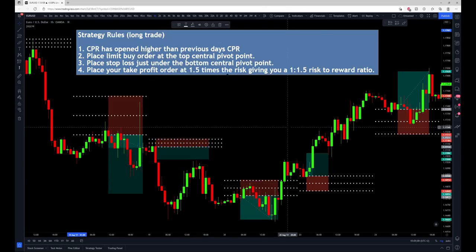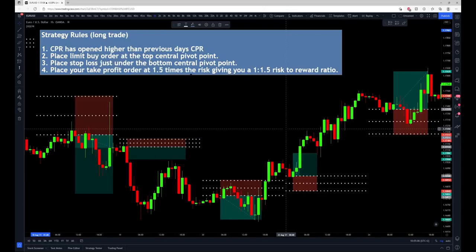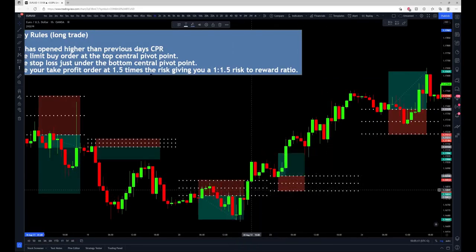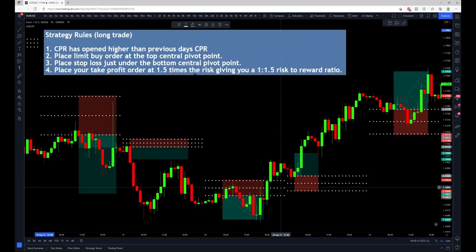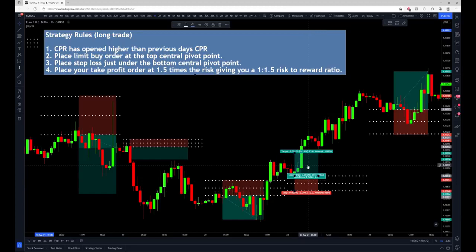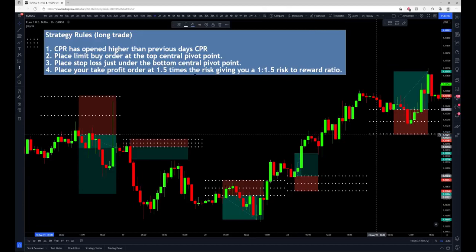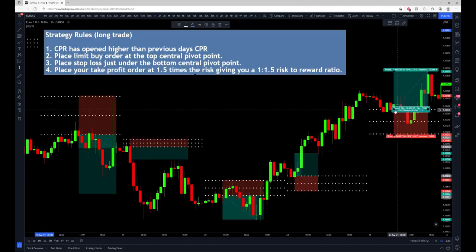So here are the rules for a long trade, which are essentially just exactly the opposite of a short trade. You can see that when the CPR opens higher than the previous day, such as right here compared to this one, then you set a limit buy order at the top of the central pivot range, placing the stop loss just under the lowest point on the central pivot range. And the take profit targets 1.5 times the risk. You can see it happening again over here. We get the higher central pivot range, and we do the exact same thing, entering at that top central pivot range point.